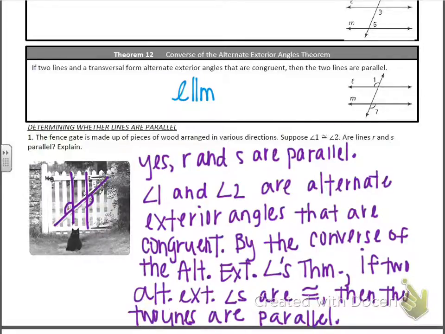So in a question like this where it just says explain, you first want to answer the question. Then you want to explain why. And then you want to name the theorem and the words in the theorem that explain why. Okay?